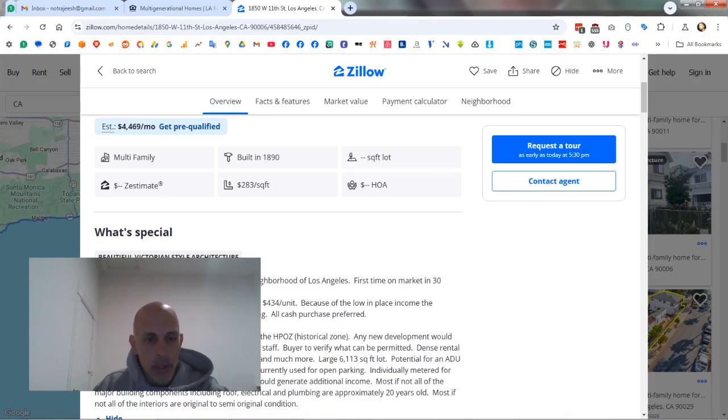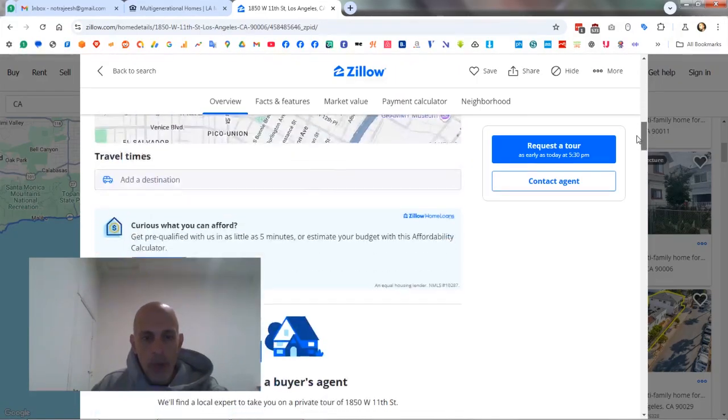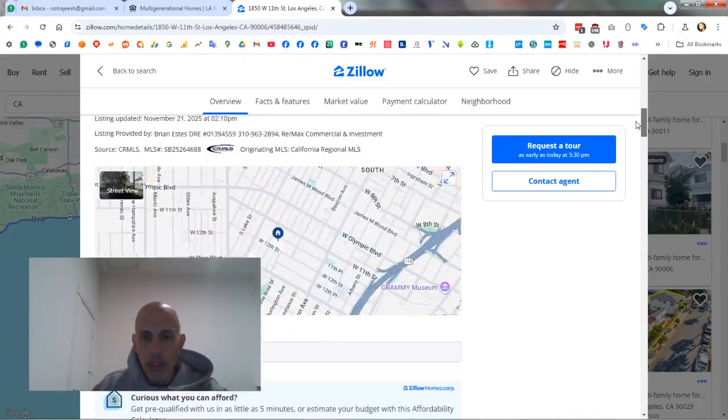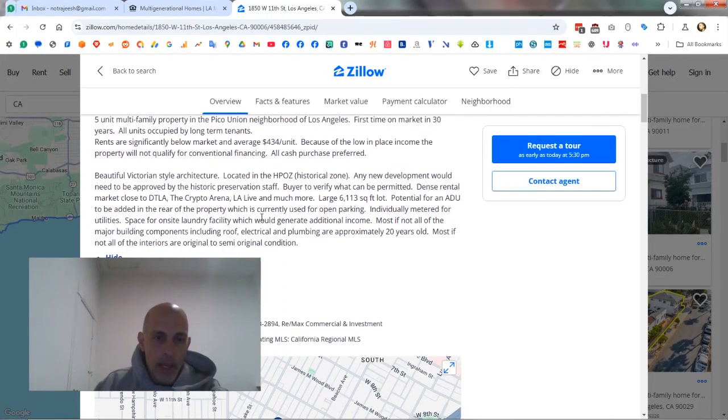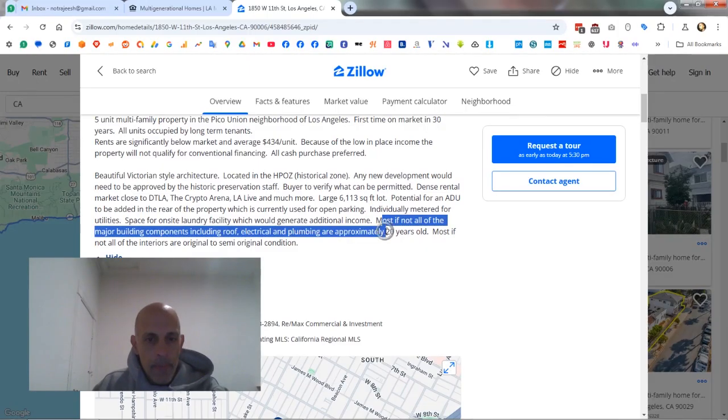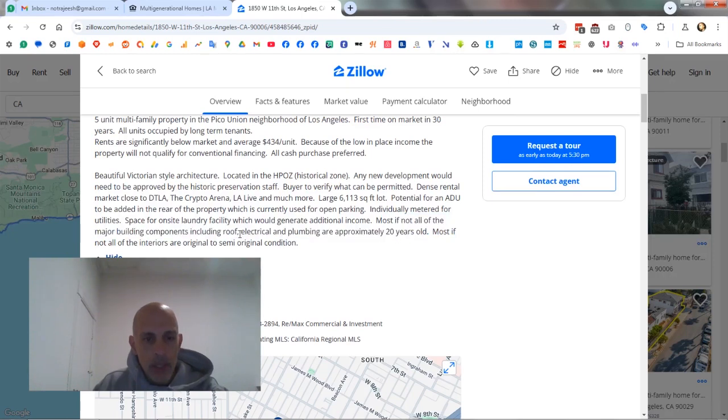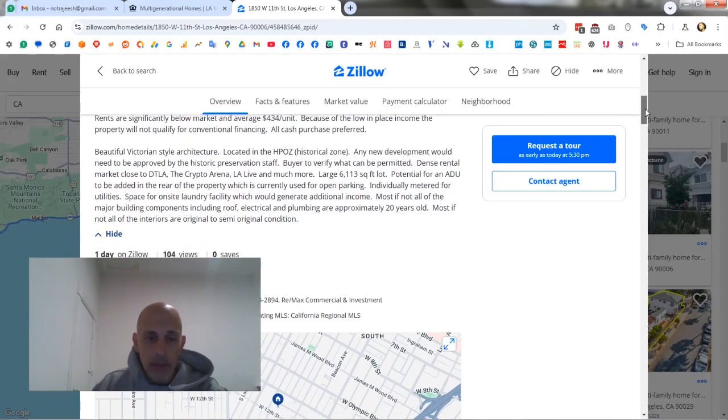Rents are significantly below market and average $434 per unit. Ouch. So I think one of the conditions when purchasing this building is requiring that it be delivered empty. Individually metered, that's good. Space for on-site laundry, that's good. Building components, roof, electrical, and plumbing are 20 years old. That's fine for electrical and plumbing, but the roof needs work after 20 years.